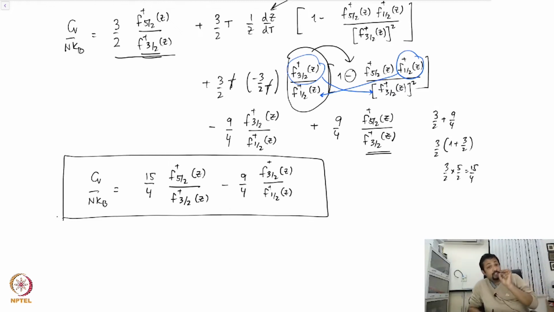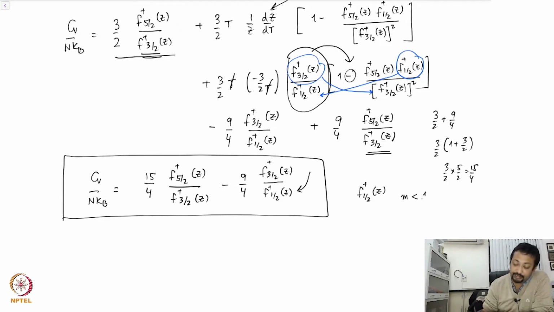But we have to run checks. And the first check that we have to run is, does it match at Tc with the expression we had earlier when we derived the specific heat for temperatures less than Tc. Now you see the expression, and if you focus on the second term in the expression, you see that in the denominator I have f plus half of z. And here for this function m is less than 1, so that as z tends to 1, this f plus half of z tends to infinity.